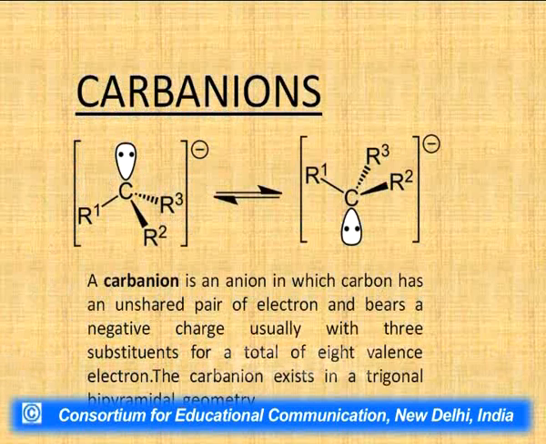What are carbanions? A carbanion is an anion in which carbon has an unshared pair of electrons. As we know, a carbanion forms in a reaction after heterolytic cleavage, and it bears a negative charge, usually with 3 substituents and a total of 8 valence electrons. So what is the exceptional thing in this intermediate? There are many reaction intermediates in a reaction, carbocation, carbanion, carbene, but this is the only intermediate which has a complete octet, meaning 8 electrons. The carbanion exists in a trigonal pyramidal geometry.